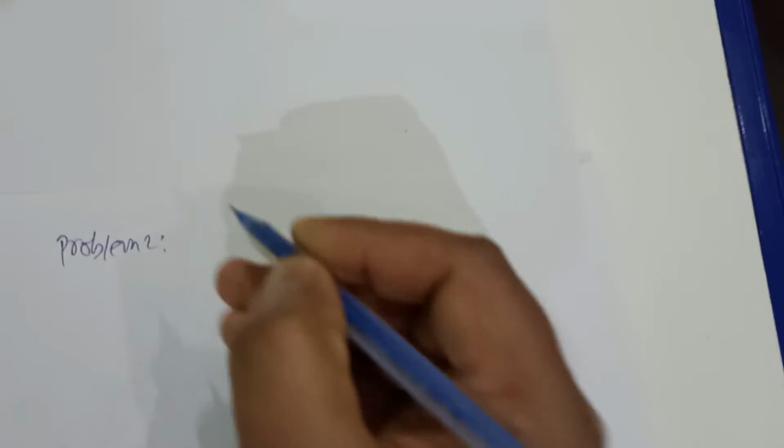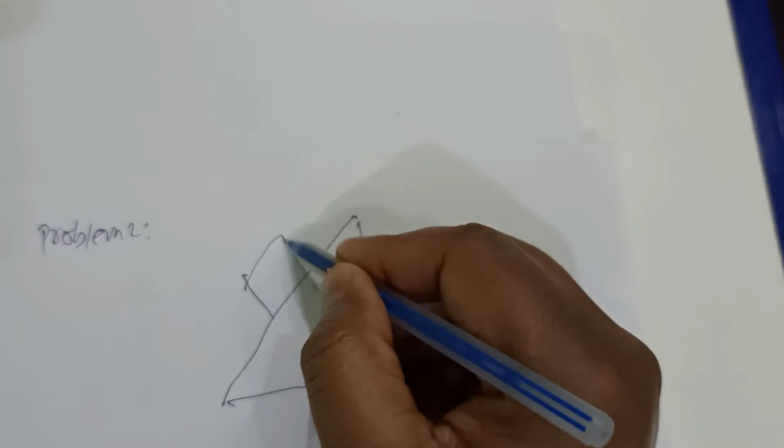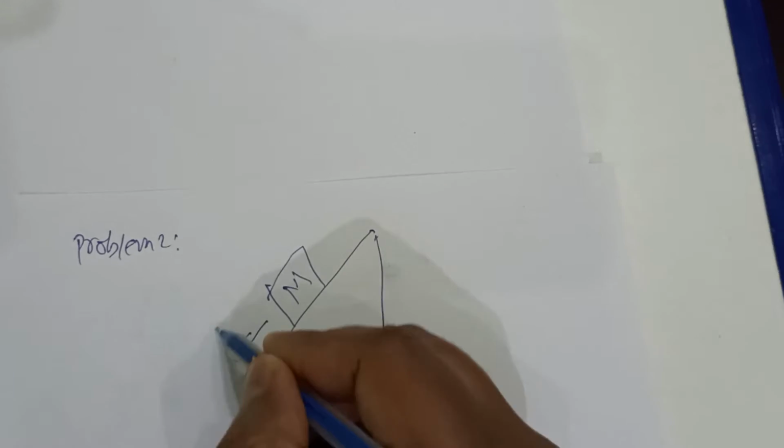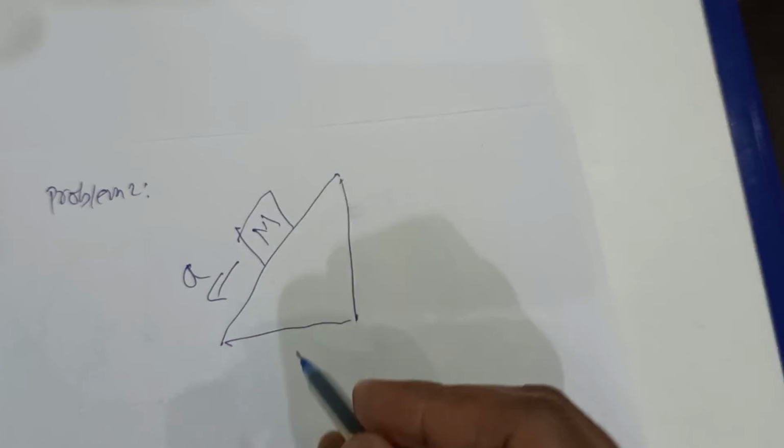The second problem was, we had one inclined plane on which there was one block of mass m kept, and it was sliding with some acceleration. And we wanted to find the acceleration of this block.